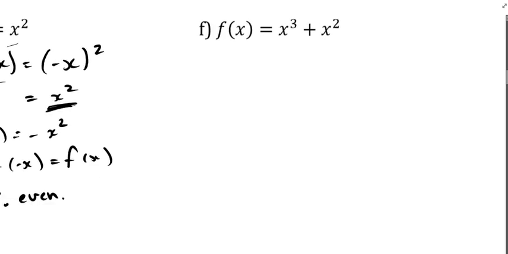Let's try another one. f(-x). You try to do the substitution. What would that look like?